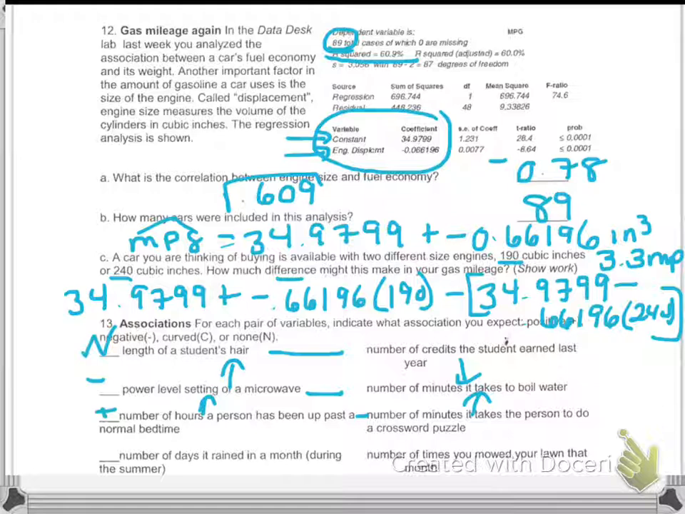So that's positive. The number of days that it rained in a month and the number of times you mowed the lawn that month. Now that one is tough, because the deal is that if it doesn't rain a lot, you're not cutting your lawn a lot. But if it rains too much, you can't cut it at all. So it's a curve. So this is C for a curve.